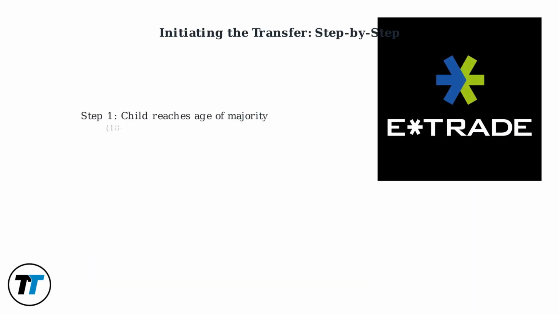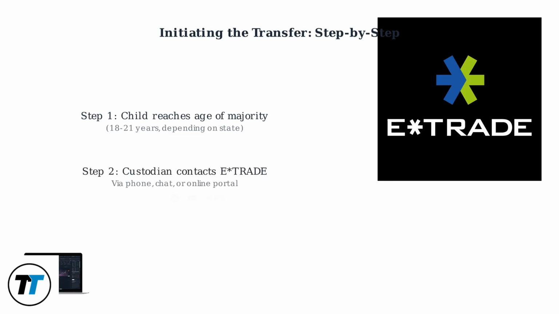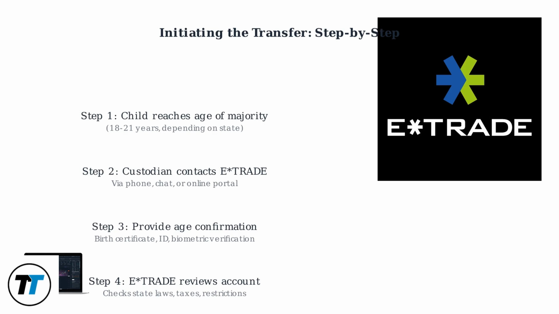Once the child reaches the age of majority, which varies by state from 18 to 21 years, the custodian can initiate the transfer process. The custodian contacts E-Trade to start the transfer. This can be done conveniently through phone, live chat, or the online portal. Next, provide documentation to confirm the child's age and identity. This includes birth certificates, proof of identity, and now often biometric verification for remote transfers. E-Trade then reviews the account for compliance with state laws, potential taxes, and any restrictions that might apply. Finally, the transfer is executed. Funds and assets are moved to a new adult account in the child's name, typically taking 5 to 10 business days to complete.